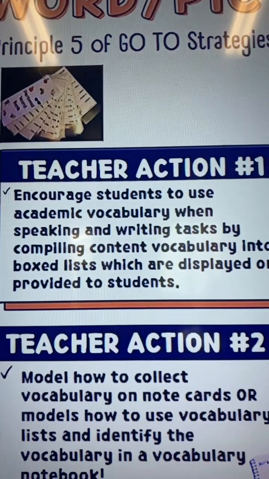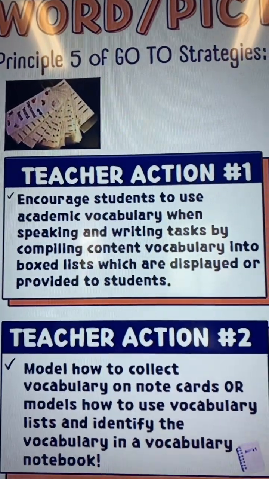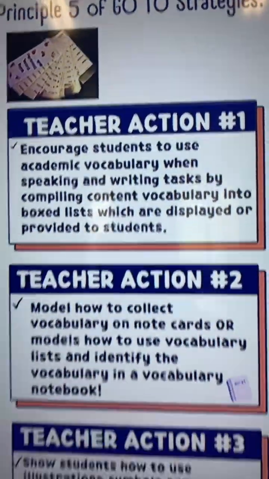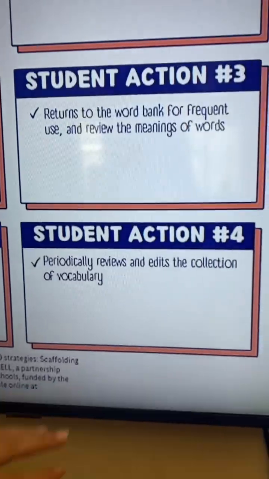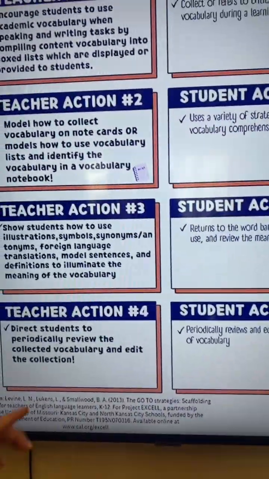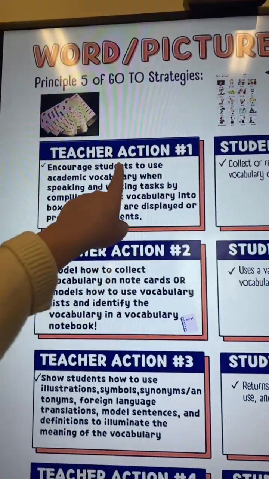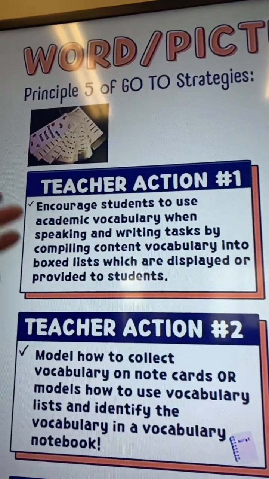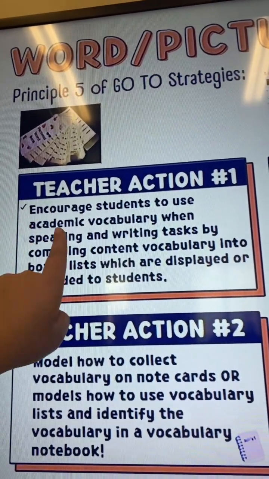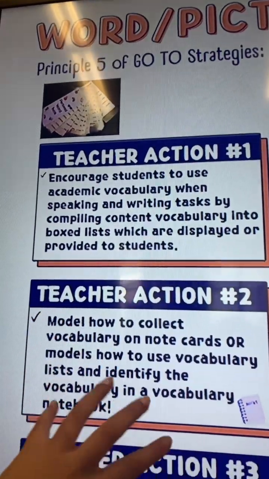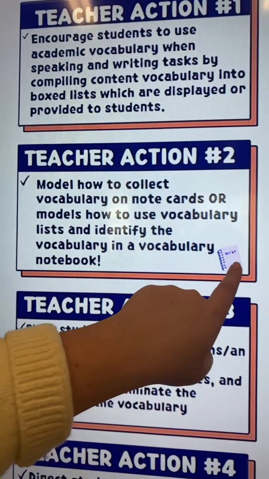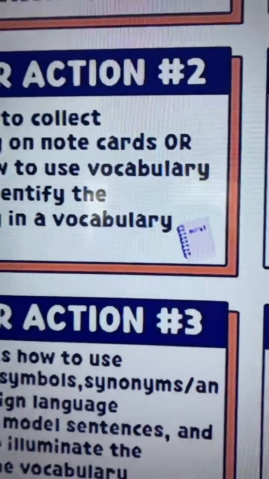In the poster that I made, I have the teacher actions on one side and the student actions on the other, which is from the article and just explains how it's used. Like, the teacher will encourage students to use this for academic vocabulary when speaking and writing, and models it, like an example in a notebook or a binder.